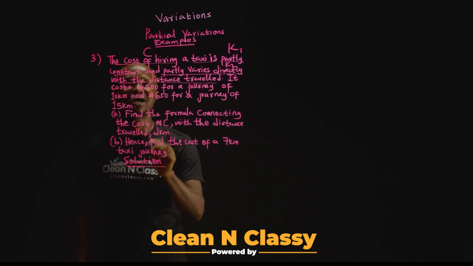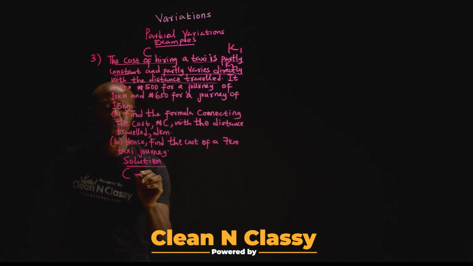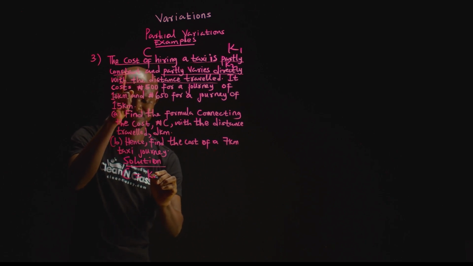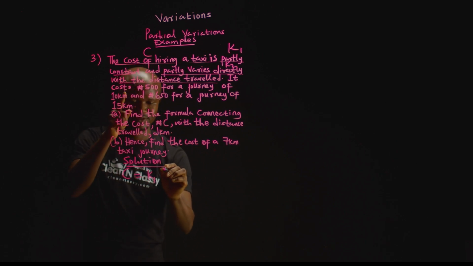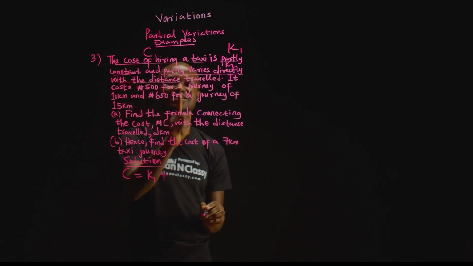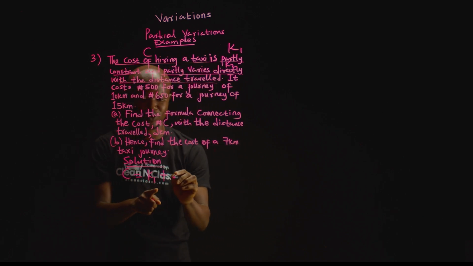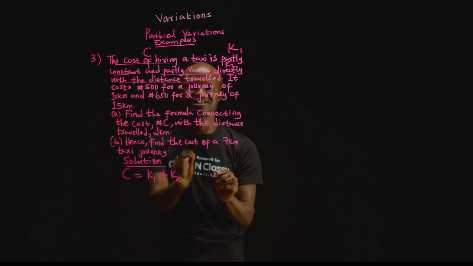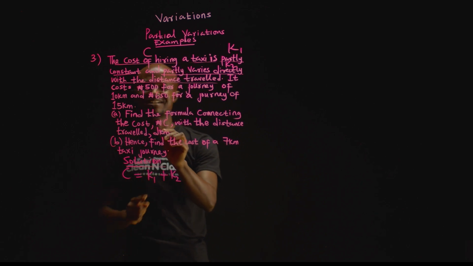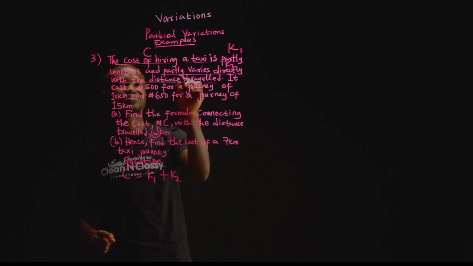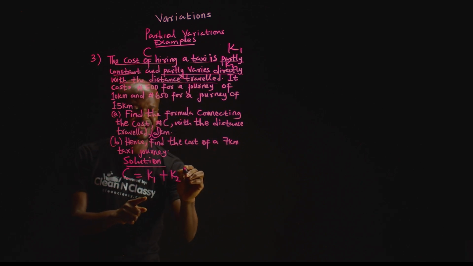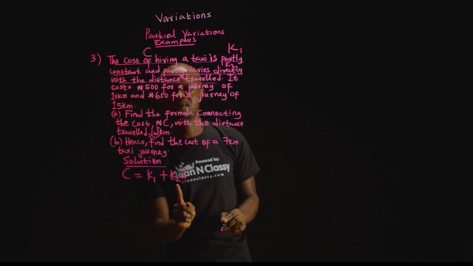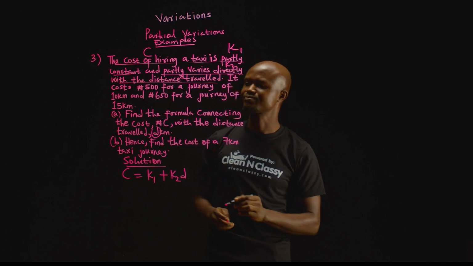So in that case, we have a formula C equals to what? For the partly constant, K1, because it's going to be a sum. This is the constant part. The variable part is going to be K2 of what? Distance traveled. What is the notation for distance traveled? That is D. So in that case, K2D. We now have C equals K1 plus K2D.